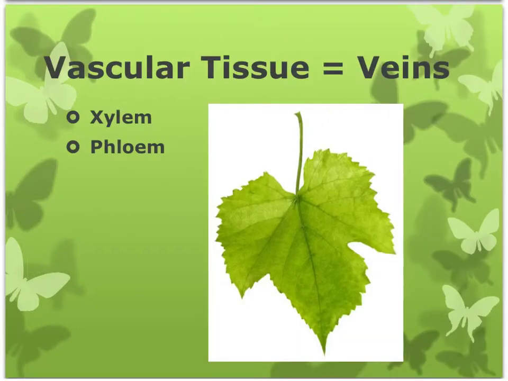There are many different types of plants, though, and plants are classified by whether or not they have vascular tissue, or veins, that transport this water and nutrients. There are two components of vascular tissue. Xylem transports water, remember WXY, water, xylem, and phloem transports nutrients, or food, for the plant. Phloem sounds a lot like food, if you know what I mean.